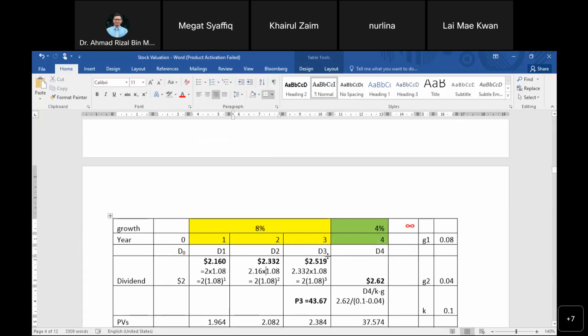Next, you calculate your D4. And remember, your D4 here is what follows D3. To find D4, I use the slow approach. You need your D3, which is 2.519. But the growth rate now is not 8%. It is 4%, because starting in year 4, the green color here, the dividend will start to increase by 4% per year. So you will get 2.6197. So I make it 2.62.